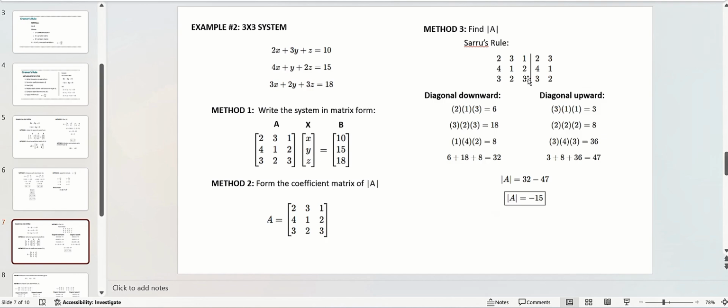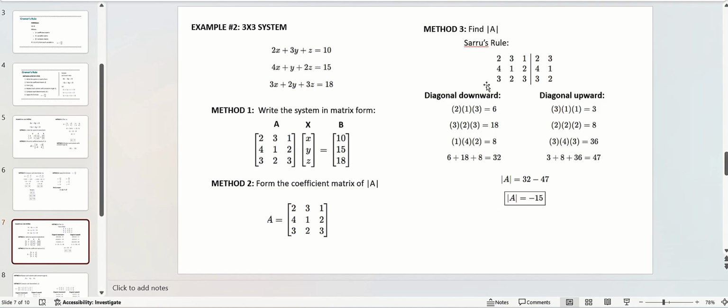So 2 times 1 times 3 is equal to 6. 3 times 2 times 3 is equal to 18, and 1 times 4 times 2 is equal to 8. And then ato siyang i-add ning tulo, 6 plus 18 plus 8 is equal to 32. So mao ni atong value sa diagonal downward.